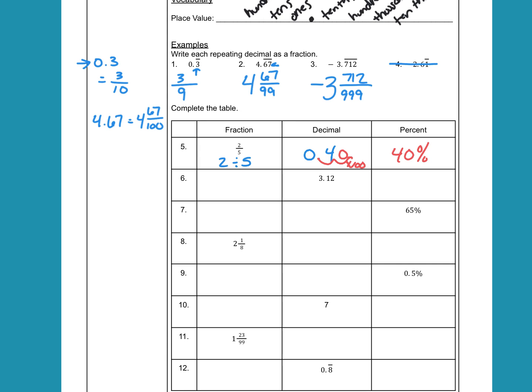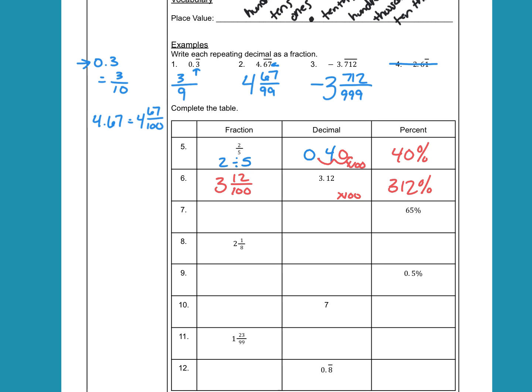In row 6, we're starting with the decimal. So let's first go to the percent. To get a percent, we multiply by 100. So 3.12 times 100 is 312%. To turn it into its fraction, I have 3 whole parts, and then 12, and that's in the hundredths spot. So 3 and 12 hundredths.